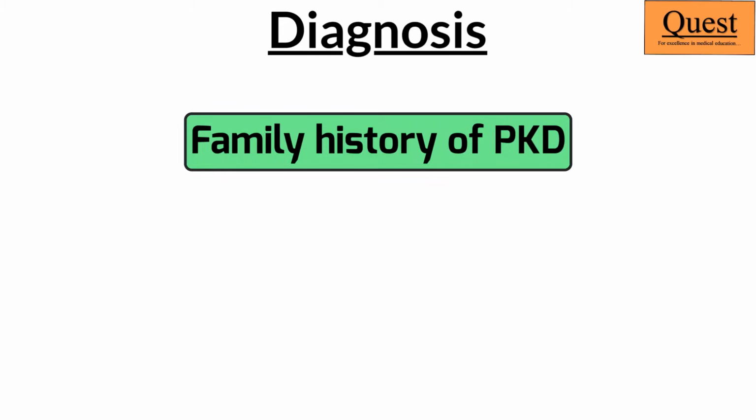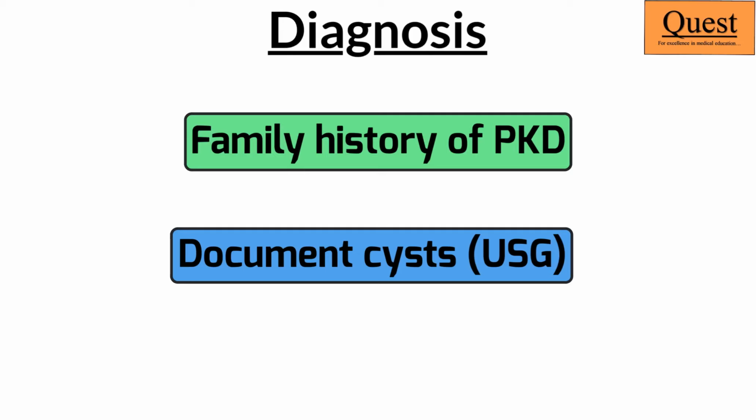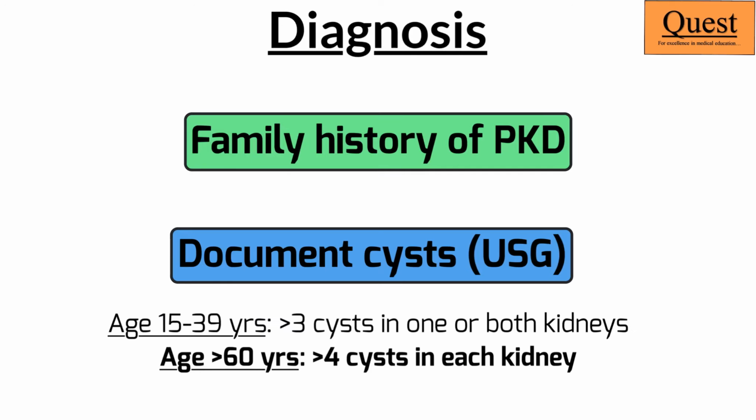Now, diagnosis of polycystic kidney disease rests on two things. First is a positive family history, and second, our ability to diagnose bilateral renal cyst. This can be easily done by doing a sonography of the kidney, and the number of cysts can vary according to the age, but a patient presenting after the age of 60, we need to document more than or equal to 4 cysts in each of these kidneys. MRI can be used to follow up the size of the kidney, and it can have prognostic significance.